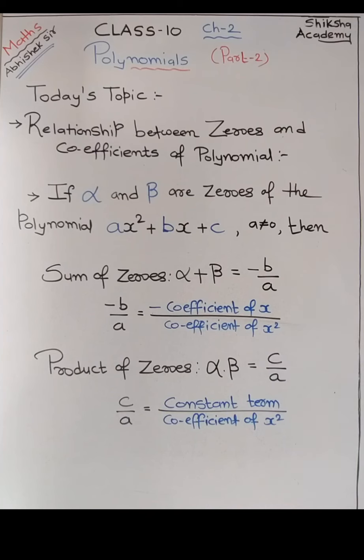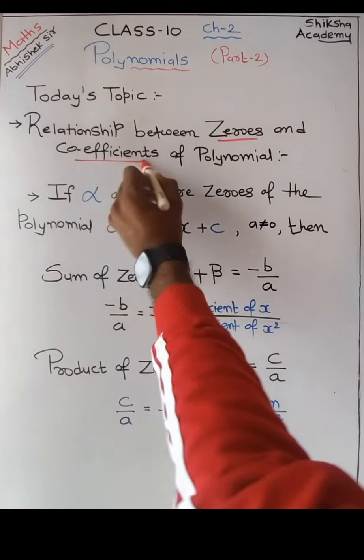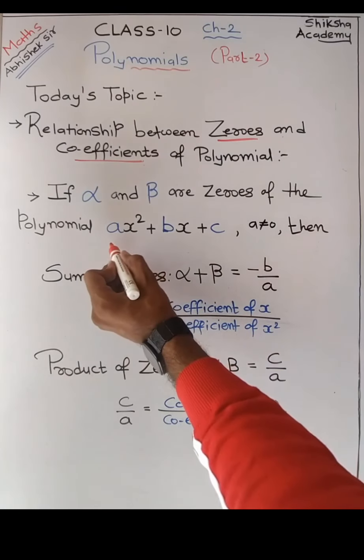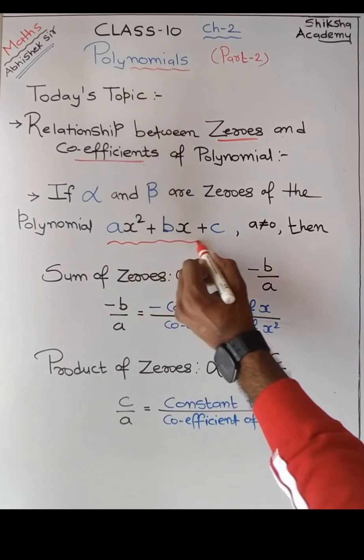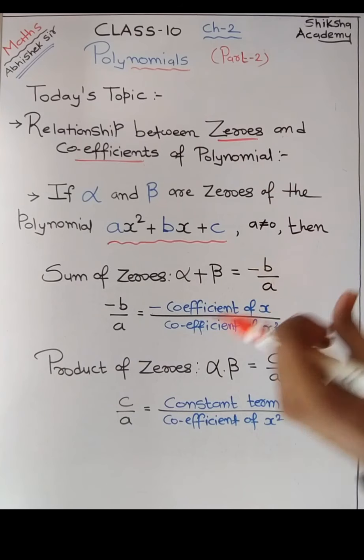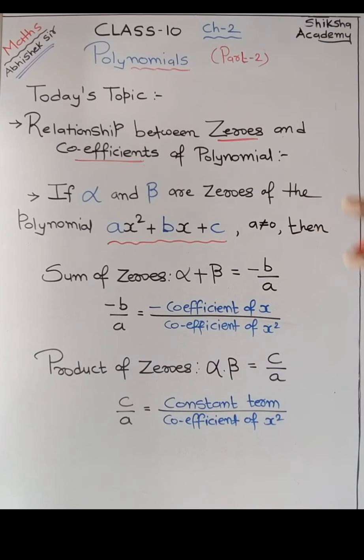Today we are going to study a topic of the polynomials chapter, that is of class 10 mathematics. In this video we will study the relationship between zeros and coefficients of the polynomial, right? So we will assume one polynomial that might be ax square plus bx plus c, and then we'll study how we can relate zeros with the coefficients. So in short, this is a new method. So let us quickly start.